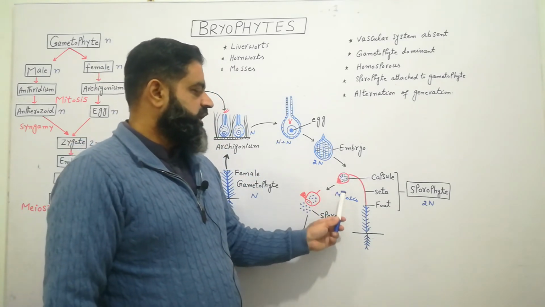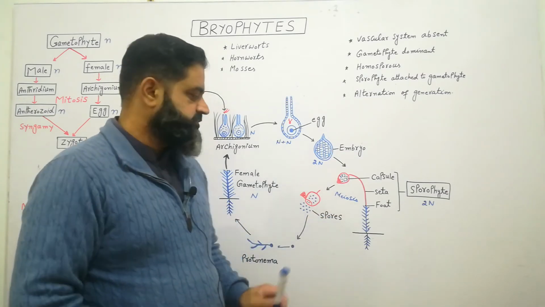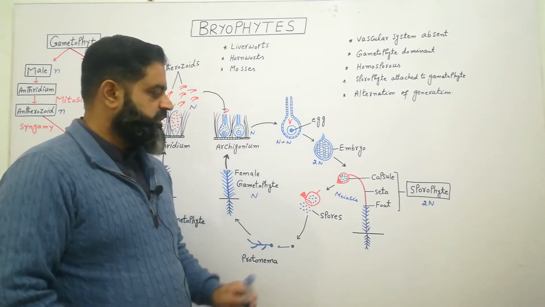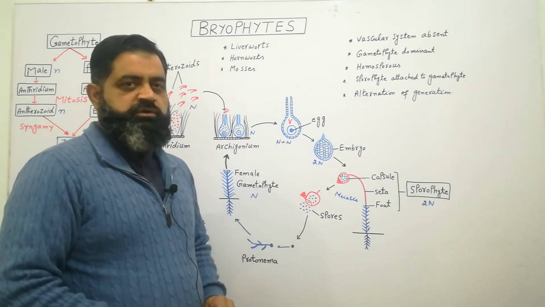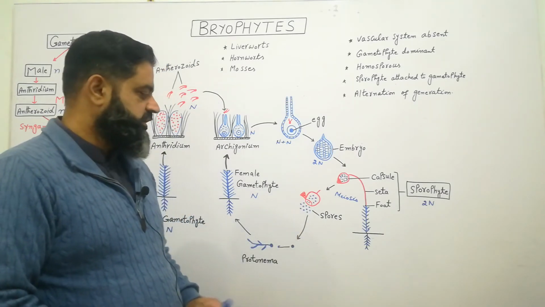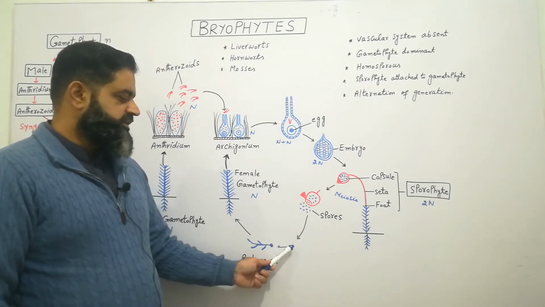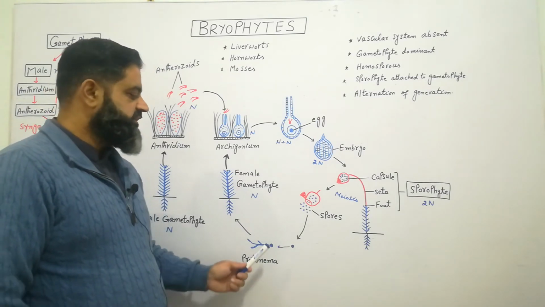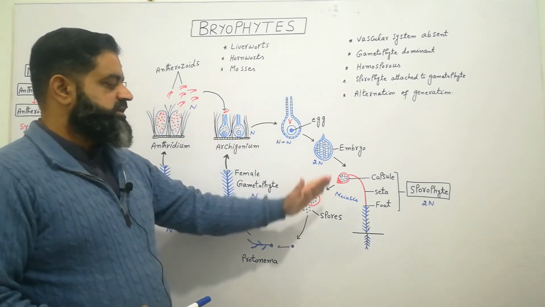In the capsule, with the help of meiosis, spores are produced. These spores are homosporous because all the spores are the same. After maturation, the cap of the capsule breaks and spores are released into the air. Spores are dispersed with the help of wind and fall on the ground. These spores, which are haploid, germinate into an algae-like structure which is known as the protonema, which gives rise to a new gametophyte. So in this way it completes its life cycle.